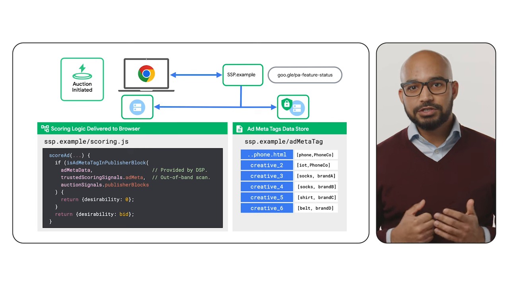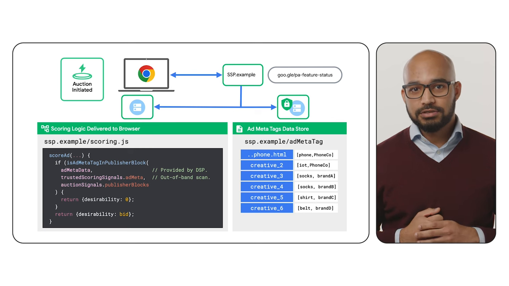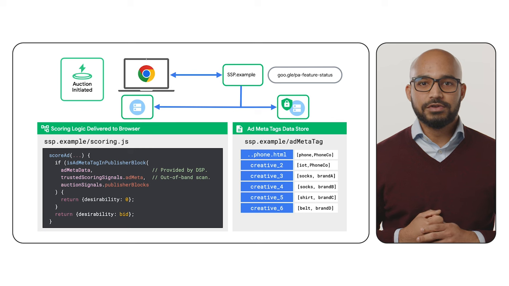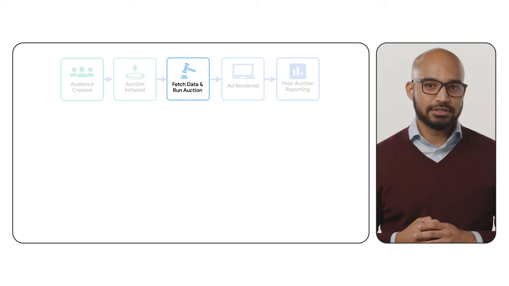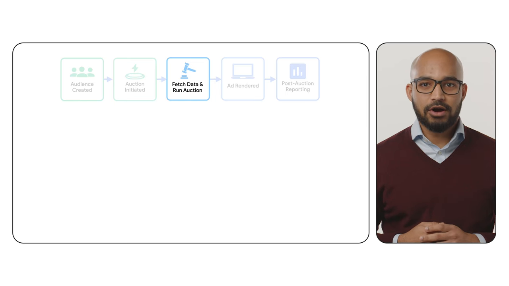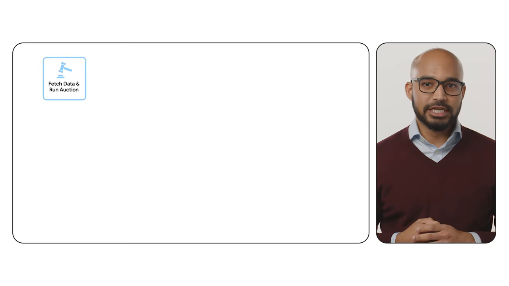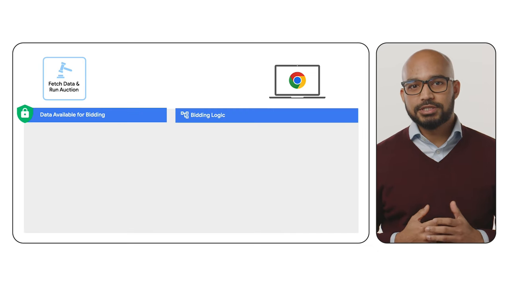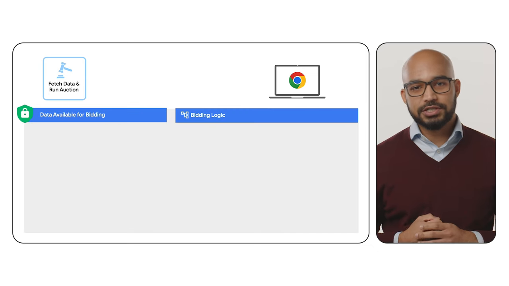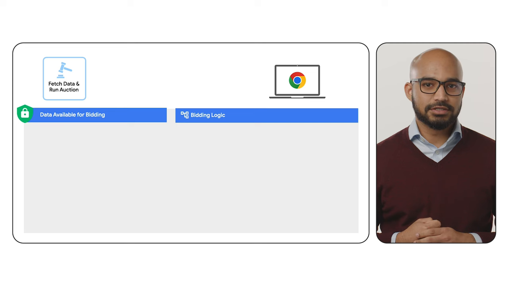So if you've seen the first two steps, the audience creation and initiating the auction, we'll see how this all comes together in the third step, the secure auction. In this case, happening on device. We're going to see this play out in two steps. First, the DSP is bidding, then the SSP is ad scoring. This box represents what's happening in the secure auction environment. In this case, on the device. We'll start with bidding. The bid is determined by two things, the data available to bidding and the bidding logic.